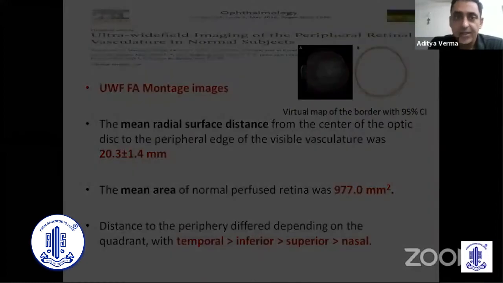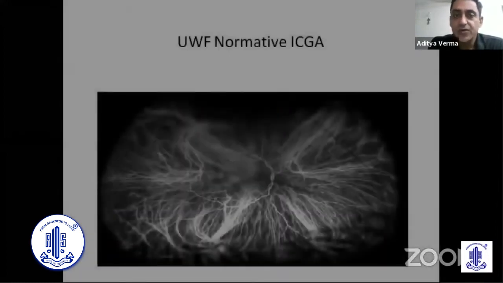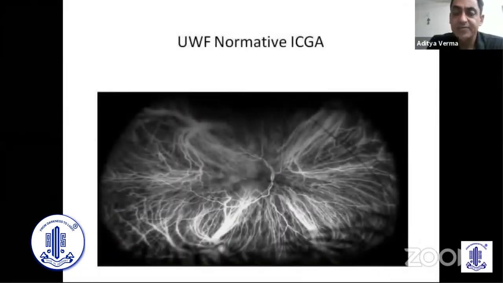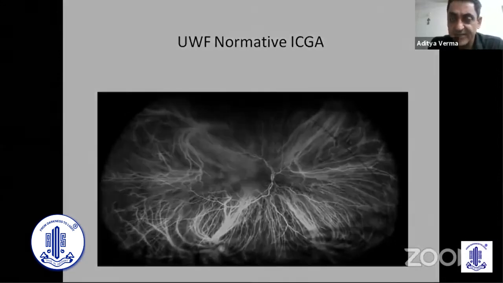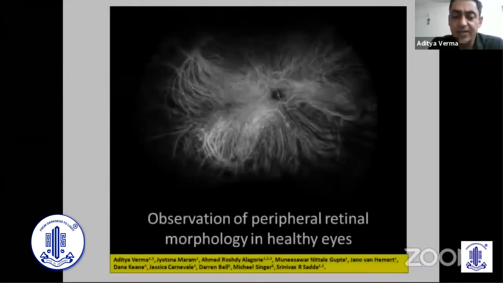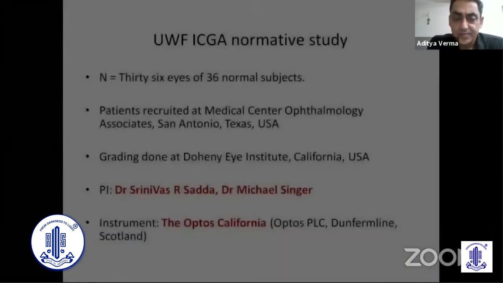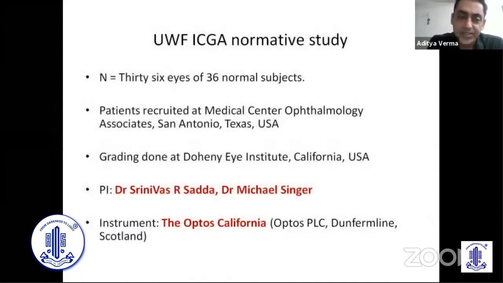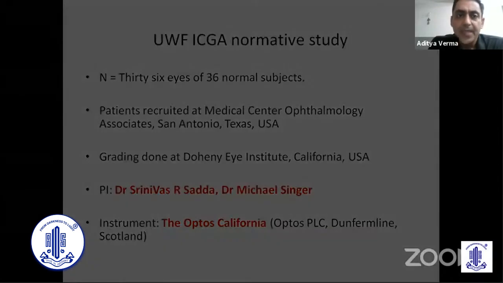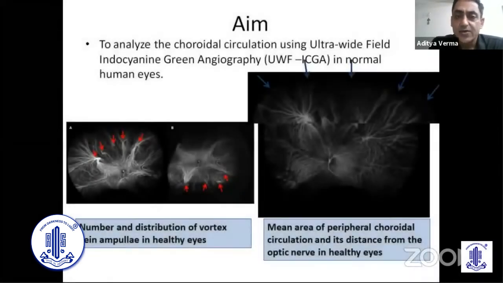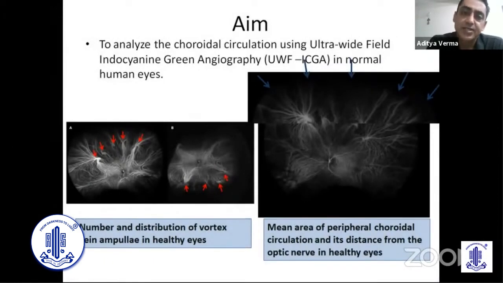So we also did a normative study in normal healthy eyes using the ultraviolet field ICG angiogram, and we have recently published 2 papers. This was conducted in association with the Medical Center of Ophthalmology Associates, Texas, USA, and the grading was done at the Doheny Institute, where I was working about 2 years back. The instrument used was Optos, California. The aim of the study was to analyze the choroidal circulation using ultraviolet field ICG angiogram in normal healthy eyes.